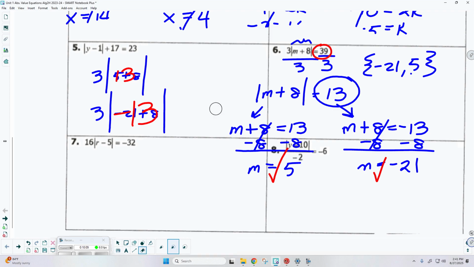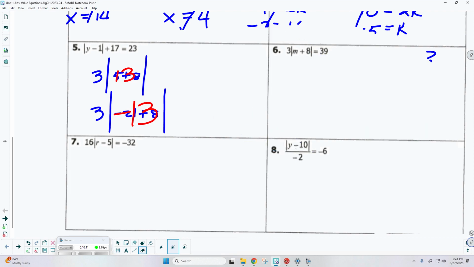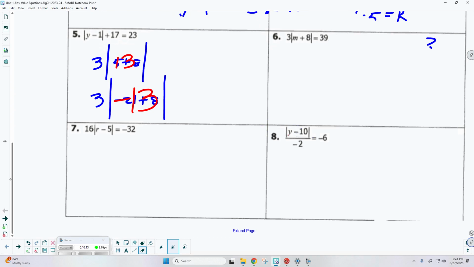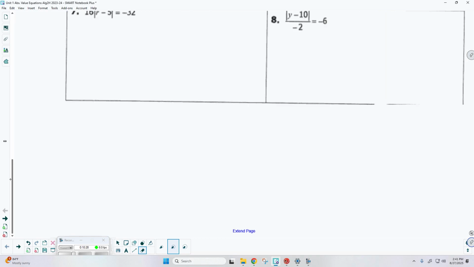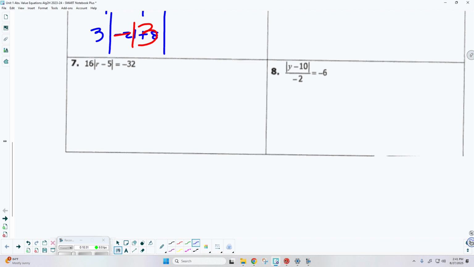Okay. So let's try another one. Let's try number 7. 16 times the absolute value of r minus 5 equals negative 32. Okay. Joseph, what should I do first? Okay. Let's divide out that 16. Divide by 16. Divide by 16. So the absolute value of r minus 5 is equal to negative 2.